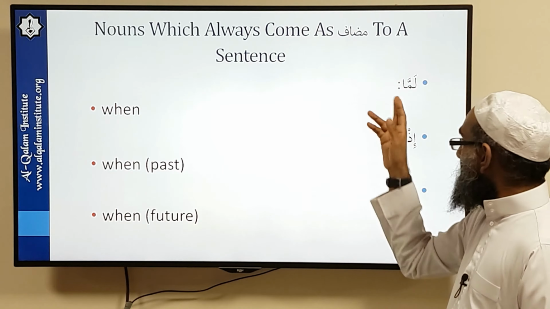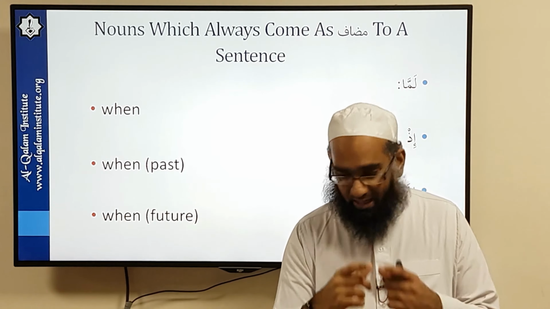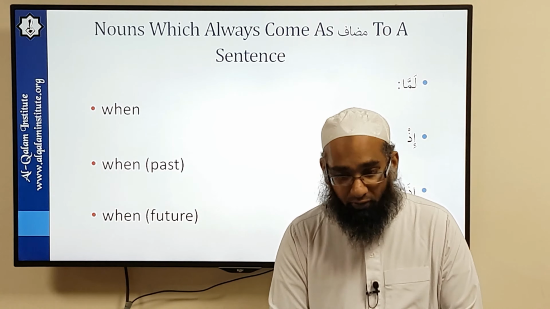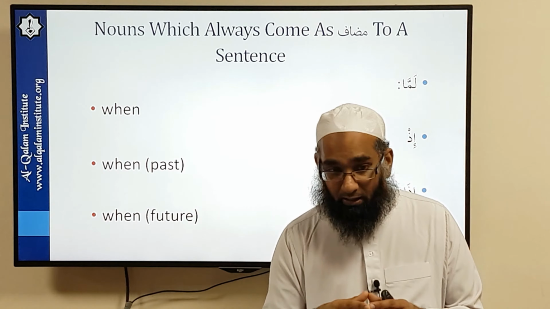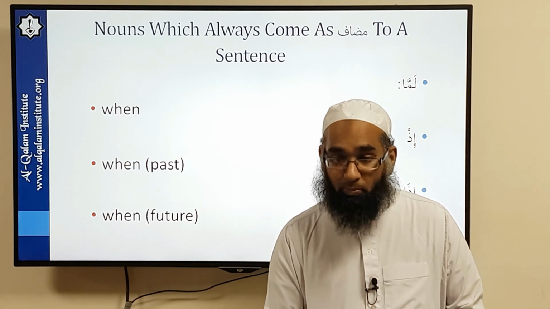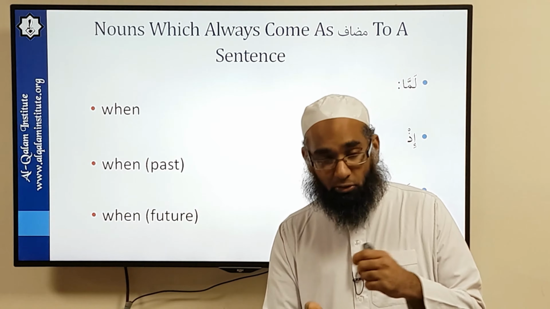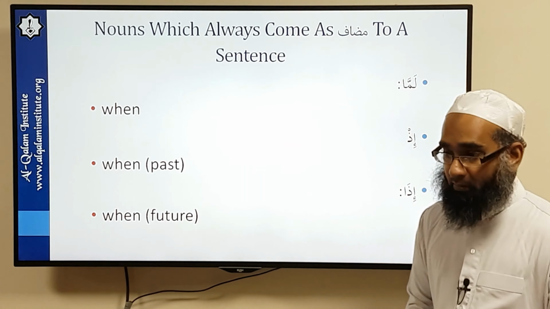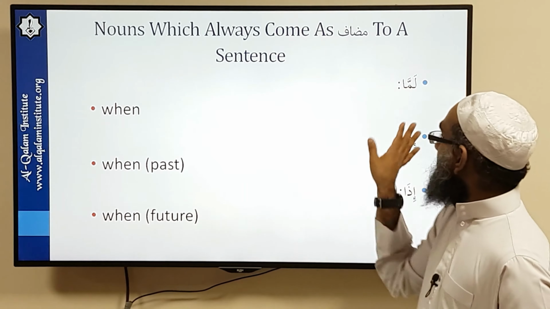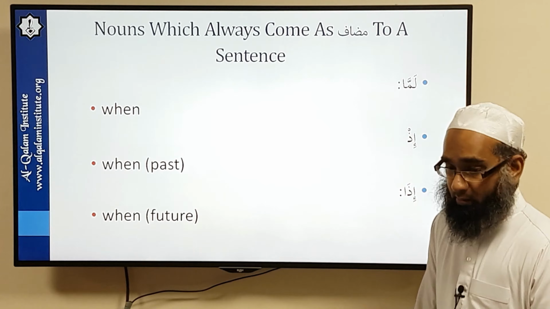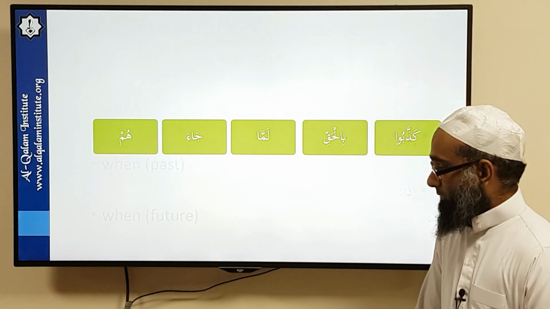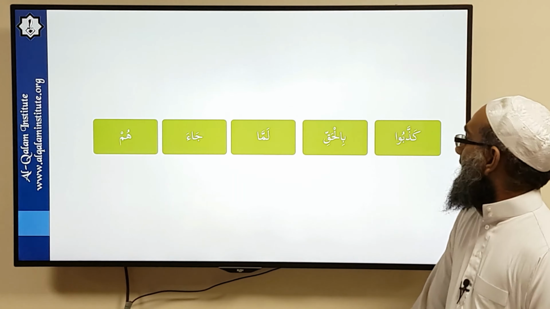So these three, lamma, idh and idha, are nouns. They're always mudaf, and the mudaf ilayh is always what? Majroor, sentence, majroor, but what will it be? A sentence. The mudaf ilayh will be a sentence. And they all mean when. These two for the past and this for the future. This note is not in the book. Okay, let's look at this.